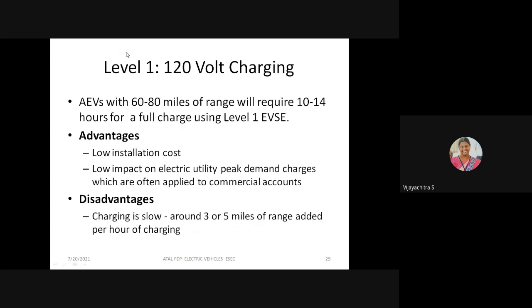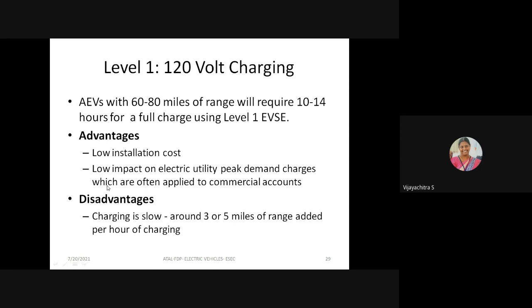That's enough. With level 1 charging, EVs with 60 to 80 miles of range will require 10 to 14 hours for a full charge using level 1 EVSE. This is very important when we consider level 1, level 2 and DC fast charging: we have to identify how long it takes to have a full charge. If we use level 1 charging, it takes 10 to 14 hours for a full charge, nearly more than half a day. And with full charging, we can ride the vehicle 60 to 80 miles of range.